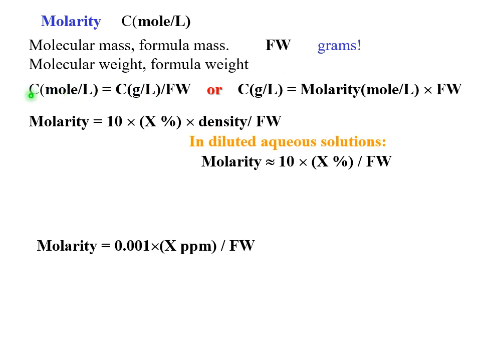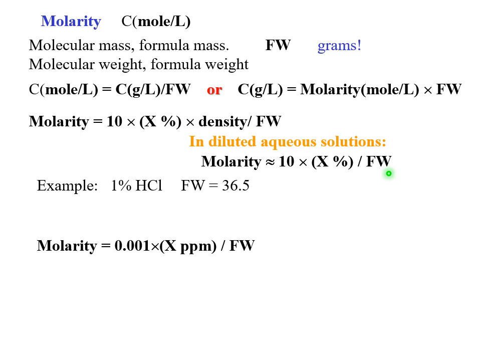So, concentration in moles per liter or molarity will be our concentration in grams per liter divided by formula weight. Alternatively, concentration in grams per liter will be molarity multiplied by formula weight. You can also say that molarity is 10 multiplied by percent concentration and by density and divided by formula weight. If density is 1, it will be 10 by percent concentration divided by formula weight. Again, very convenient.